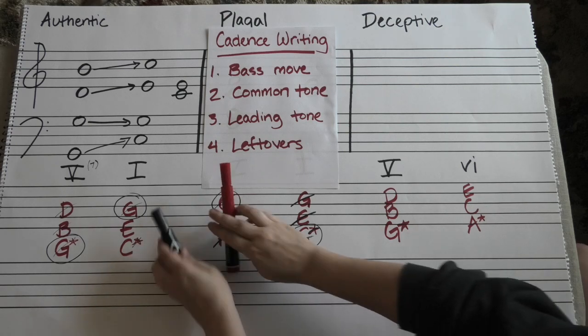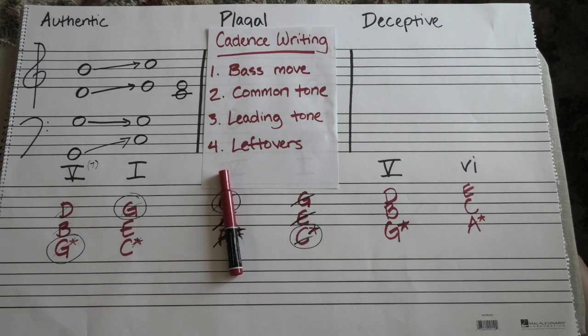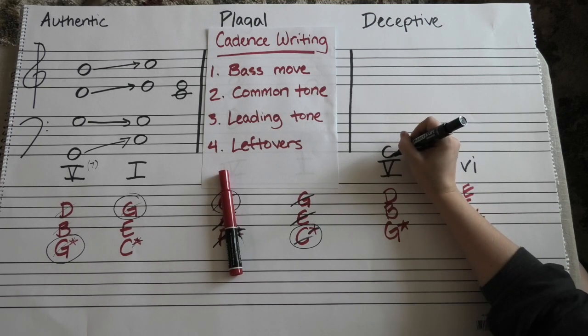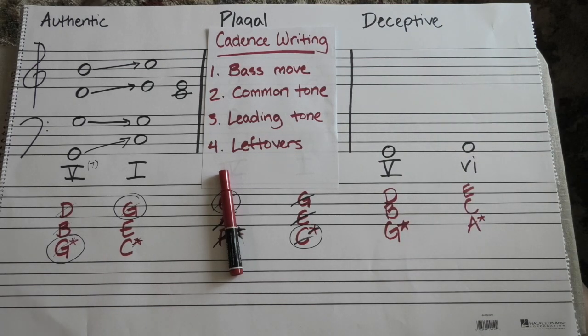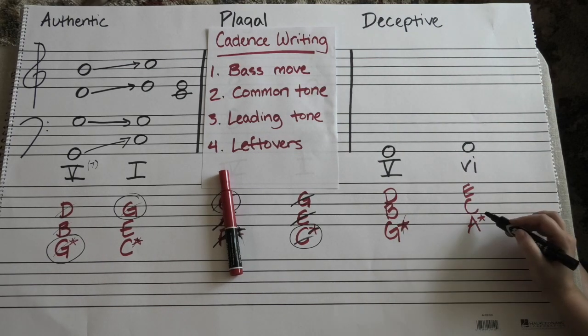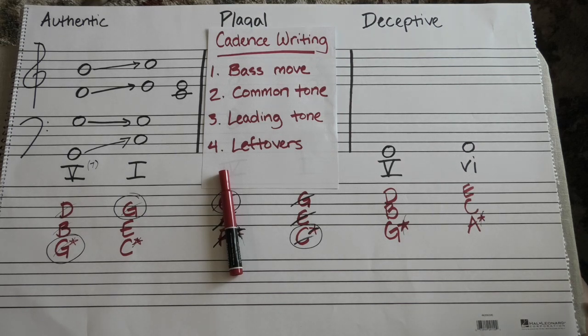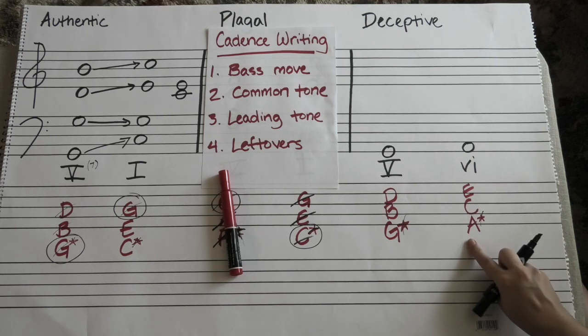Okay, so first thing we do, we've got our bass move. We're going to go from G to A. Boom. Okay, so that's done, and we don't need to worry about doubling those. Second thing, do we have a common tone between these 2 chords? Do we? We do not.